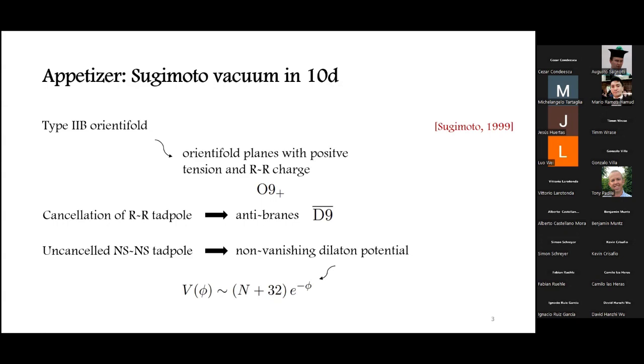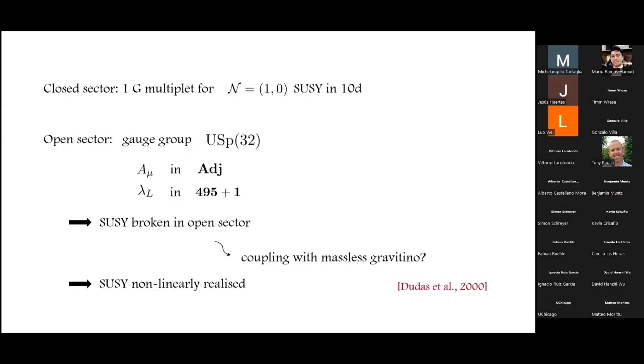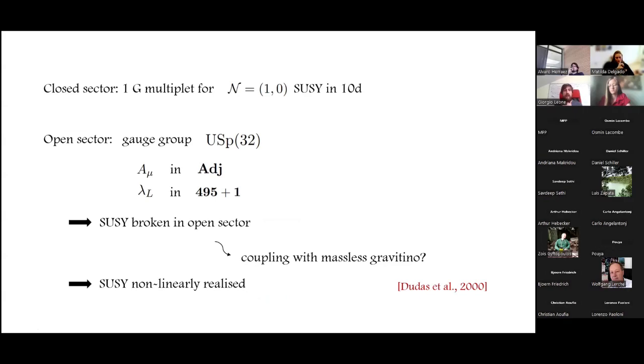The breaking of supersymmetry is actually manifest when studying the spectrum, of course. And here, even though in the closed-string sector we have a supergravity multiplet for the minimal amount of supersymmetry in 10 dimensions, in the open string sector supersymmetry is actually broken, since the gauge bosons and would-be gauginos transform into different representations of the gauge group.